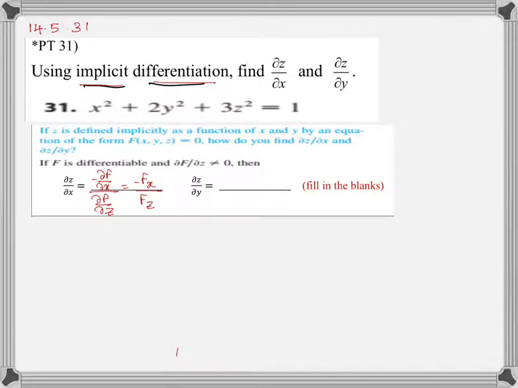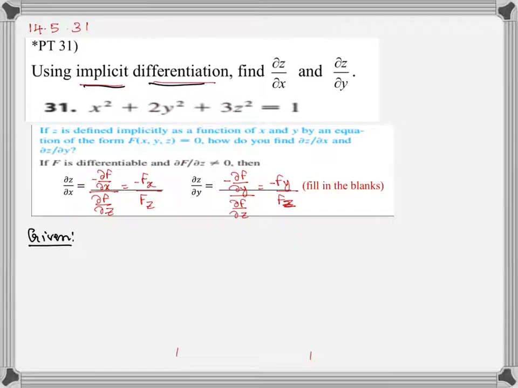In the same way, ∂z/∂y, the partial derivative of z with respect to y, is negative partial derivative of f with respect to y over partial derivative of f with respect to z, which can be written as negative f sub y over f sub z. We'll use this formula first for our method 1.